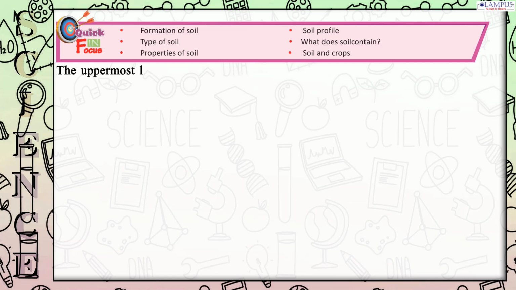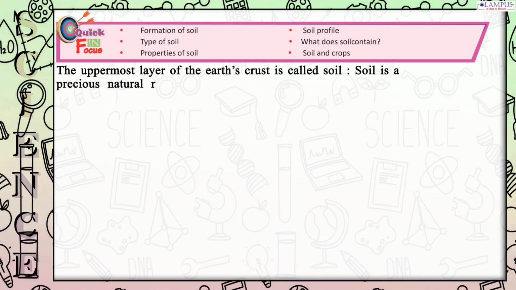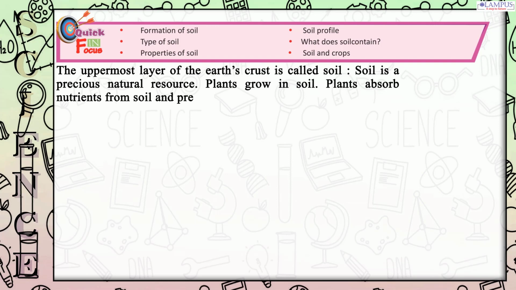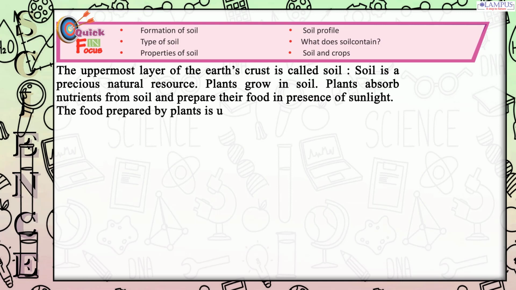The uppermost layer of the Earth's crust is called soil. Soil is a precious natural resource. Plants grow in soil. Plants absorb nutrients from soil and prepare their food in the presence of sunlight. The food prepared by plants is used by all living organisms directly or indirectly.